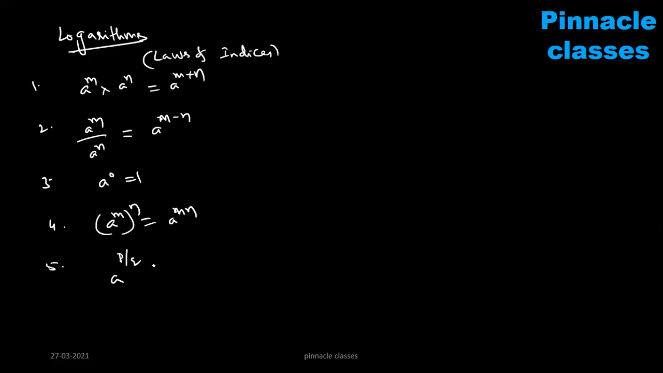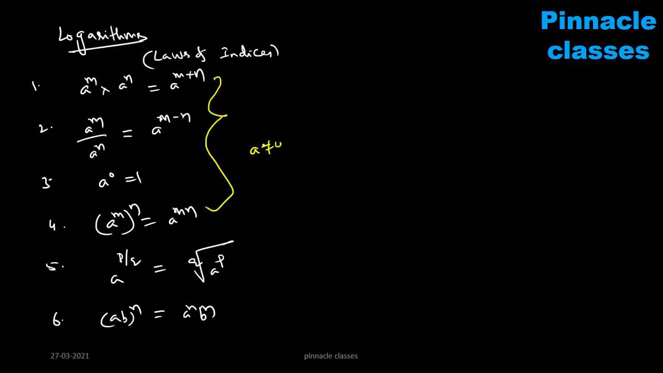A power p by q means what? The qth root of a power p. AB whole power n is equal to a power n into b power n. Fine. Formula number 1, 2, 3, 4, 5, up to this case, a must be not equal to 0. Keep in your mind, a must be not equal to 0.